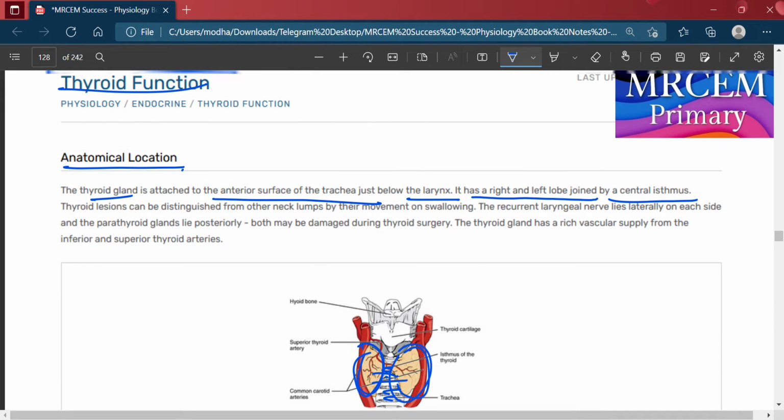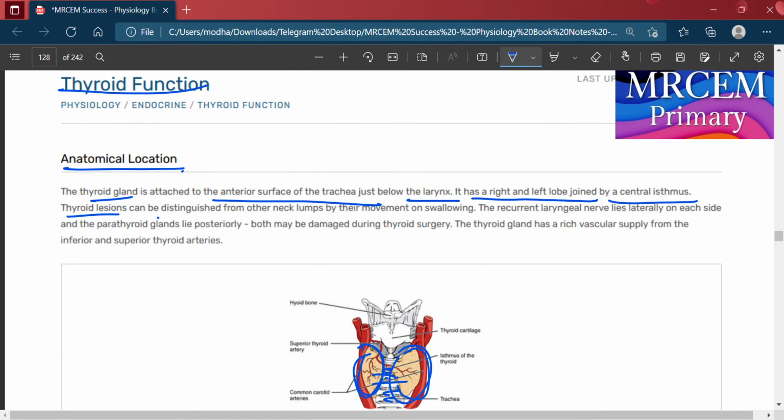Thyroid lesions can be distinguished from other neck lumps by their movement on swallowing. When swallowing occurs, there is a movement of the thyroid, so it can be distinguished from the other lesions which occur in the neck.